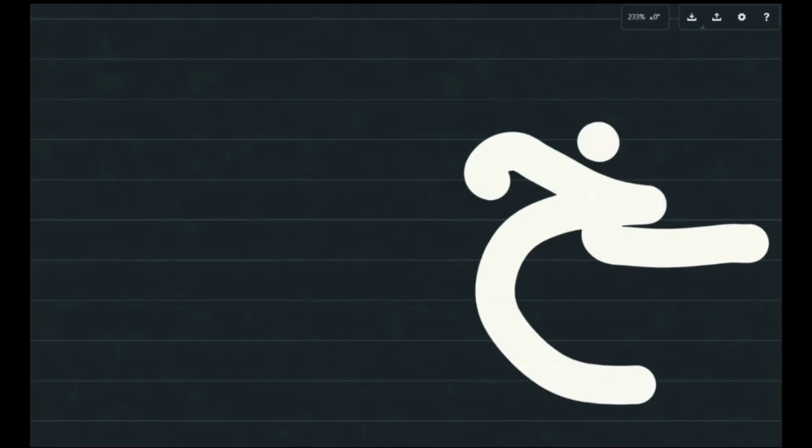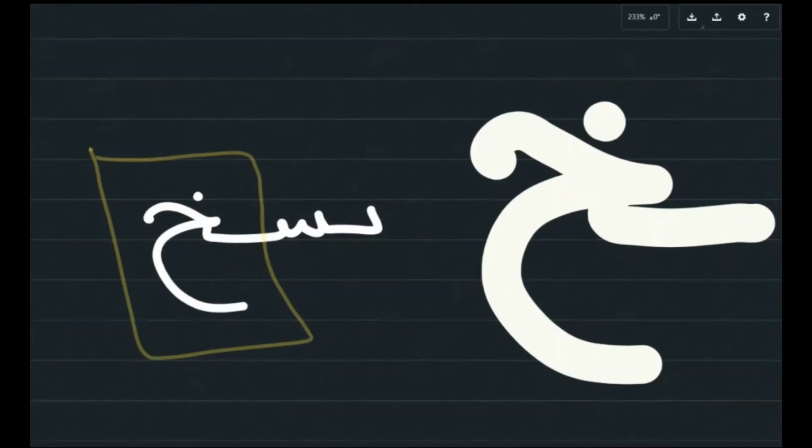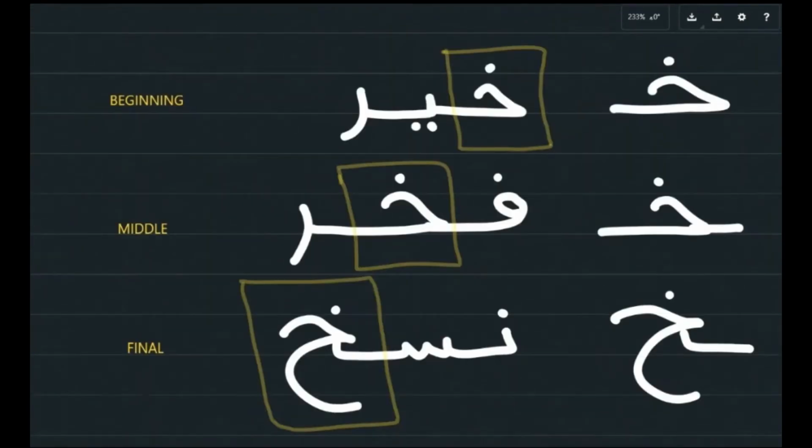This is the kha in the final form. The beginning, middle, and final form of letter kha. The next one is letter dal.